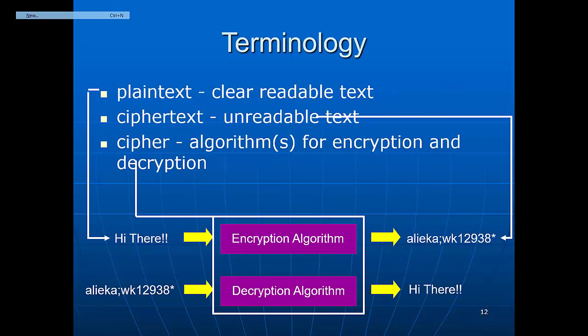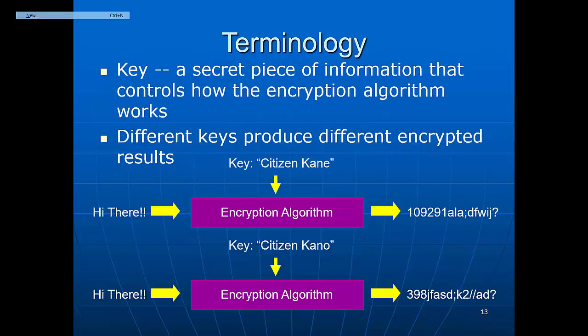Plain text, a little terminology, is clear readable text. Ciphertext is the unreadable, the encrypted text. And cipher is another term that people use to represent encryption and decryption. They're synonyms. So one of the technologies that is popular today uses the concept of keys, like you have a key to unlock a door. And basically this is a secret piece of information that controls how the encryption algorithm works.